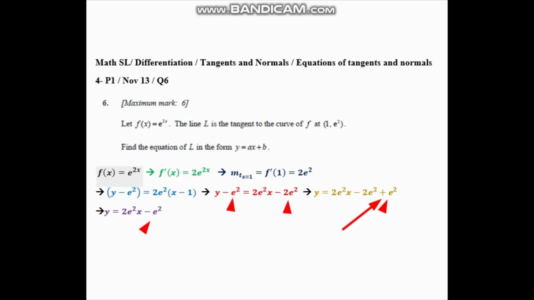So this is pretty much the same as the previous problems, except that it requires some algebraic manipulation of e squared. This concludes our video. Pause to write this down if you will, and I hope you have found this useful.